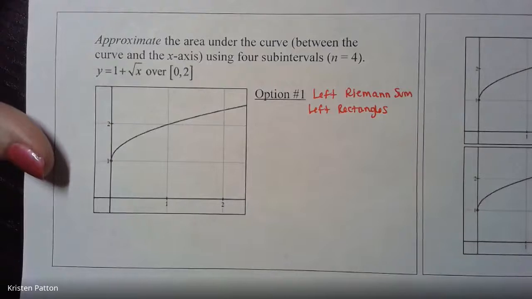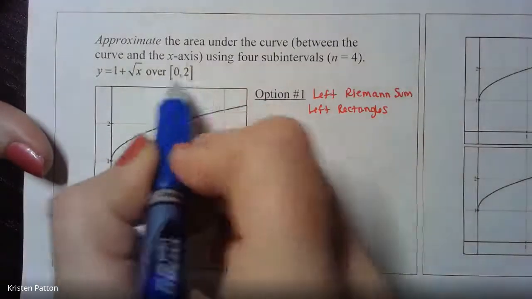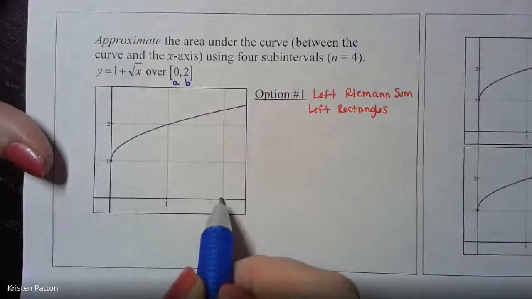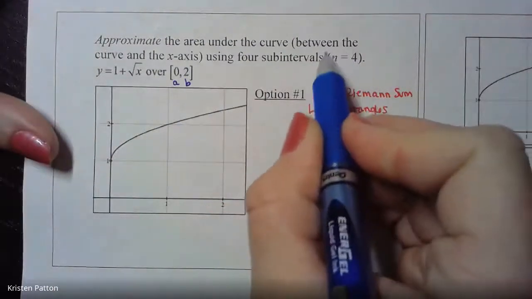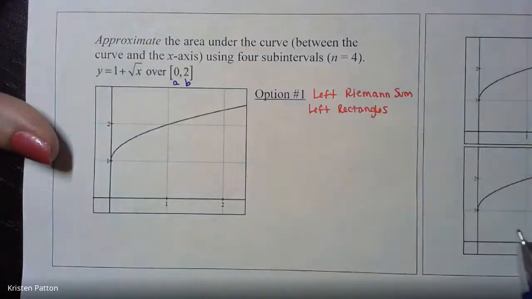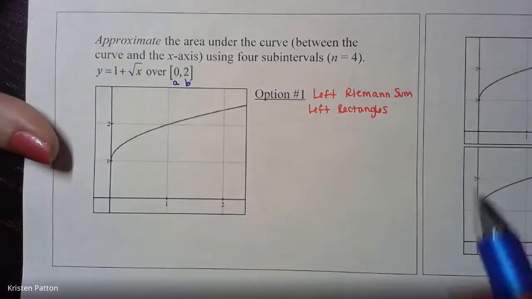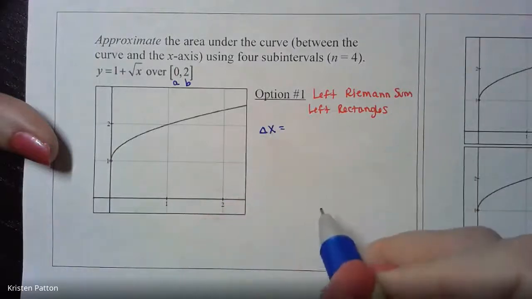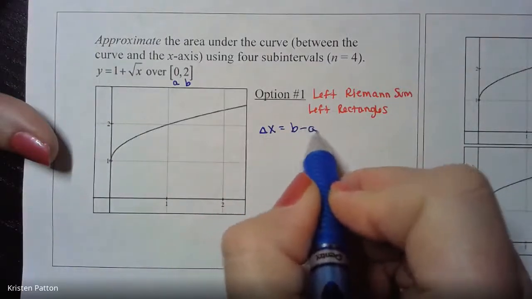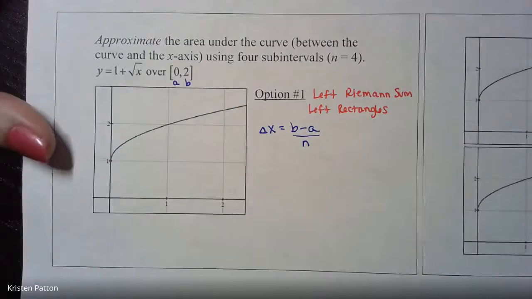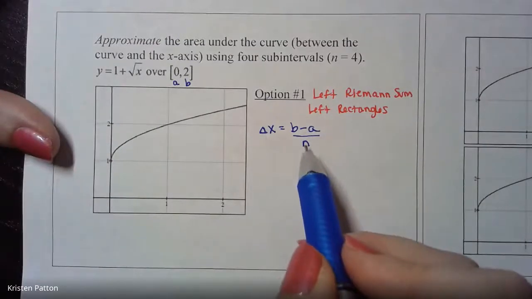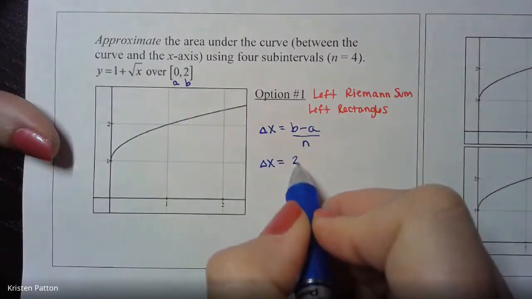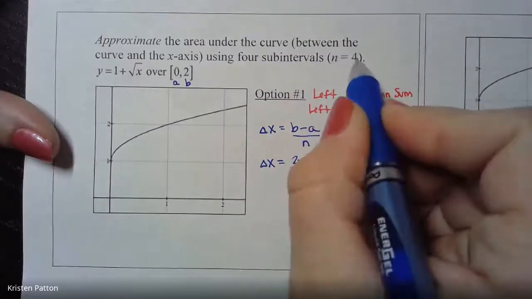So the first thing we need to do is take our interval. By the way, this is our A and this is our B. We're going from 0 to 2. And if we're going to divide it into four equal pieces, we need to figure out how big they are. If you remember from last year, we had a formula to find the change in x. Delta x equals B minus A over N, and delta x is just the width of each rectangle. So delta x equals 2 minus 0, and then N is 4.